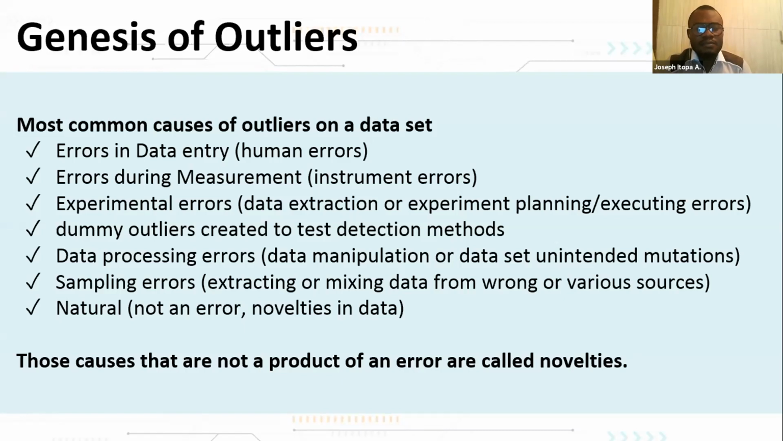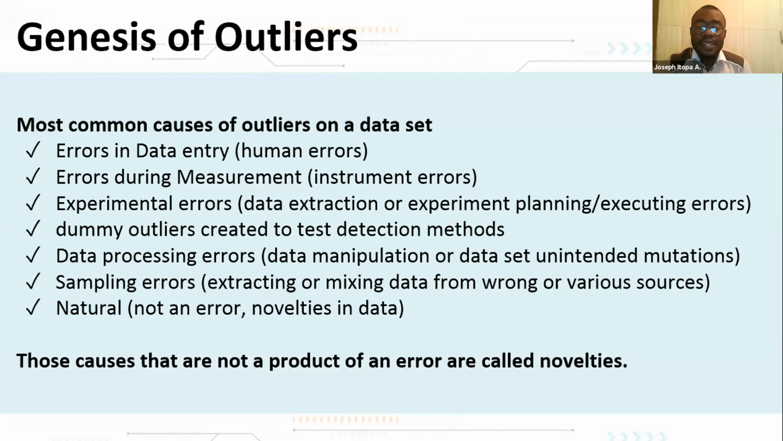This has a lot of relationship with the errors in data entry. Experimental error involves maybe a human or machine trying to extract data. At the point of extracting the data, the process can introduce an error into the data sets.